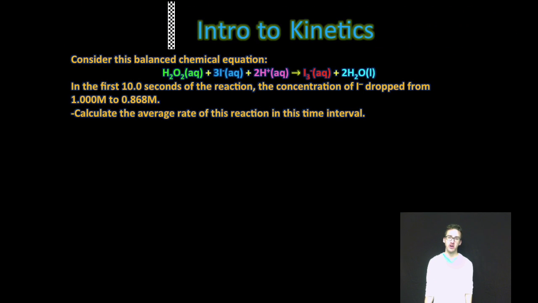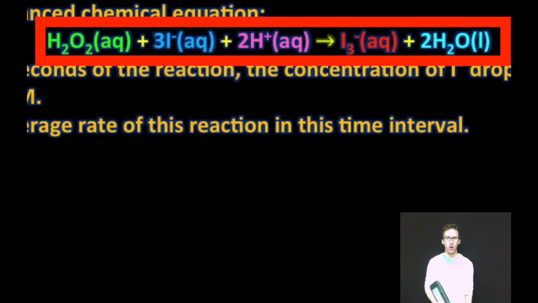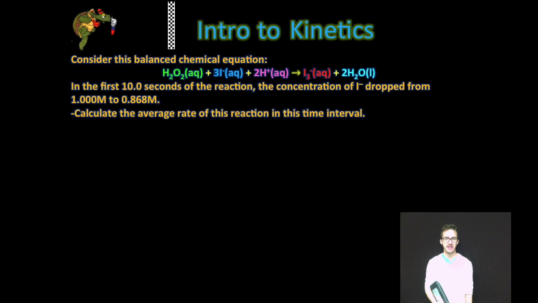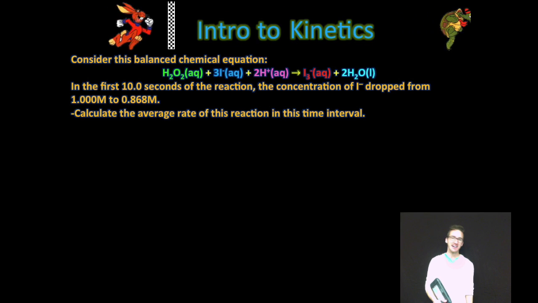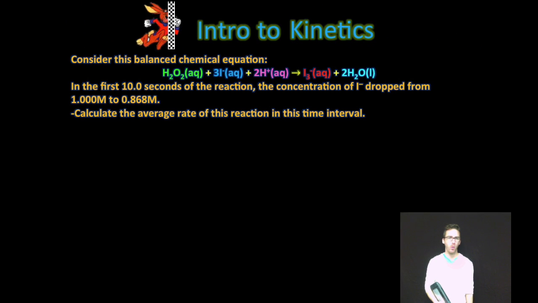Let's take a quick look at an average rate of a reaction problem. Consider this balanced chemical equation. In the first 10.0 seconds of the reaction, the concentration of iodide ion dropped from 1.000 molar to 0.868 molar. Calculate the average rate of this reaction in this time interval.